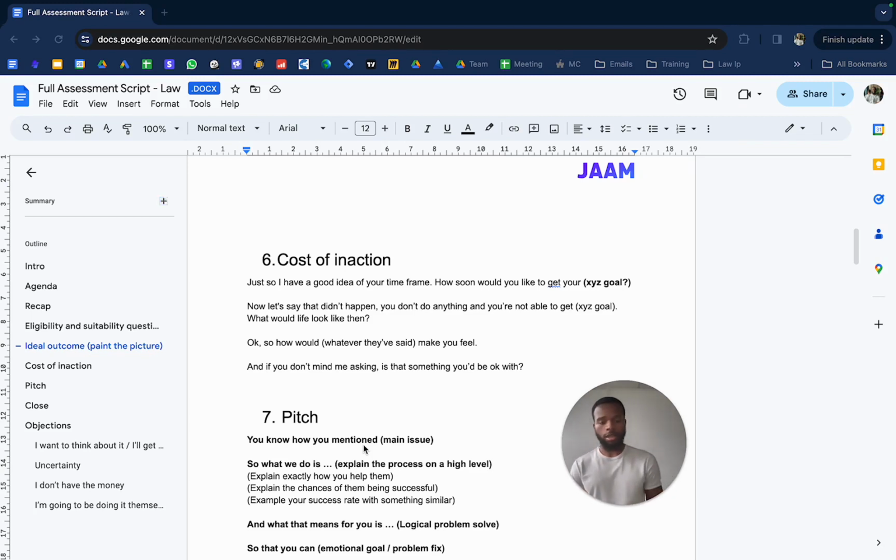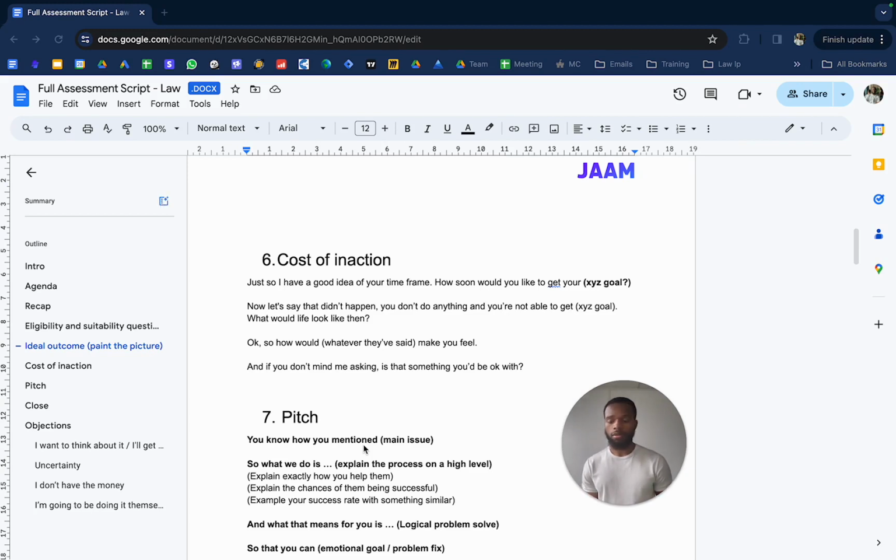You didn't do anything is key, because obviously, at the end of this, we want them to make a decision, whether to move ahead or whether not to move ahead, but we want that decision to be made, right? So now let's say you didn't do anything and you're not able to get XYZ goal. What would life look like then? And then obviously they would go on and explain what their situation would look like if they didn't do anything.